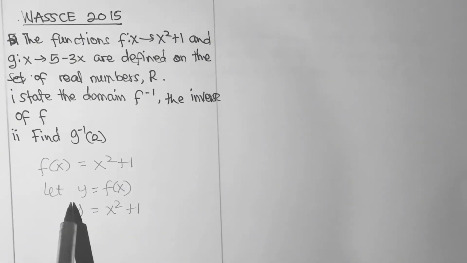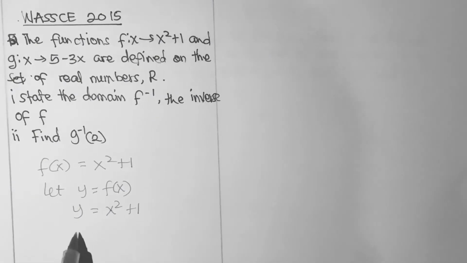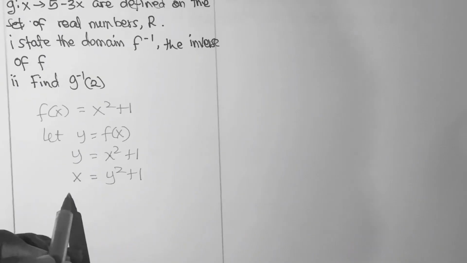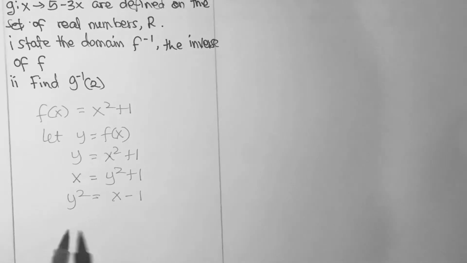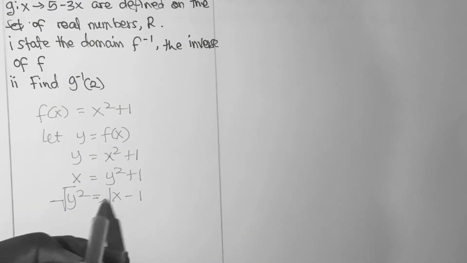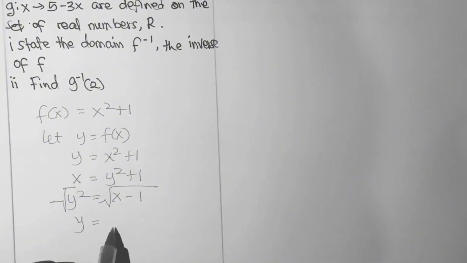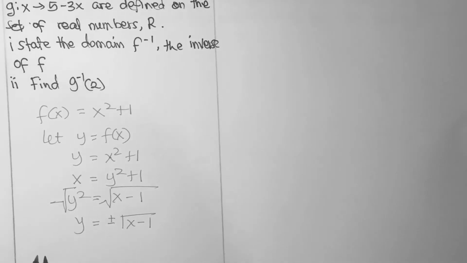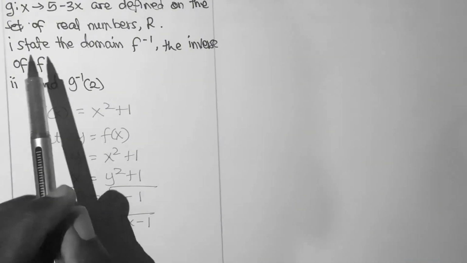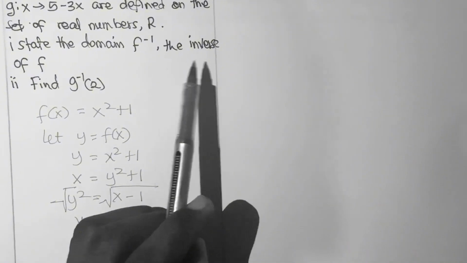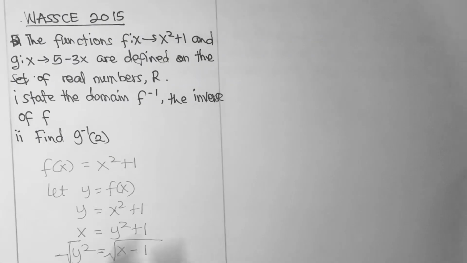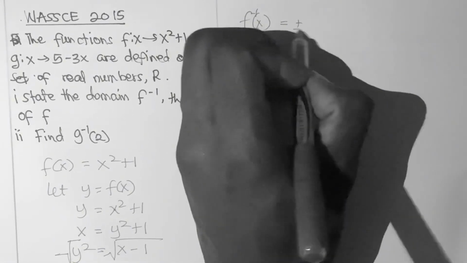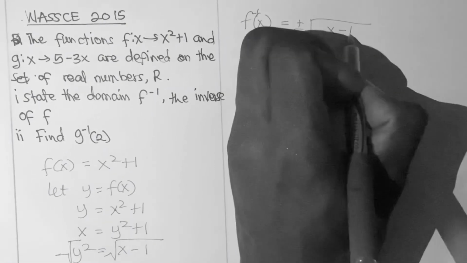Then now, to find f inverse, change x and y. So x is equal to y squared plus 1. Then now solve for y. So y squared is equal to x minus 1. You need to take the square root on both sides. So y is equal to plus or minus square root of x minus 1. Then now, the question says that we should find the domain of f inverse. So this implies that f inverse of x is equal to plus or minus square root of x minus 1.